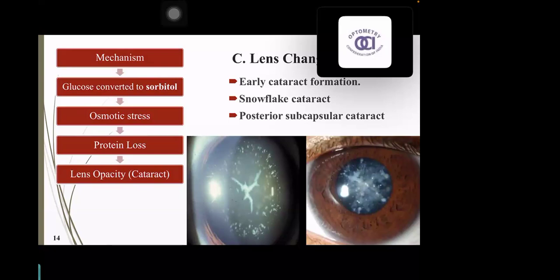Second is posterior subcapsular cataract, which is very common in both type 1 and type 2 diabetes. It tends to affect near vision first and causes glare, especially in bright light. And third is cortical and nuclear sclerosis, which may also develop earlier in diabetics due to oxidative stress and protein denaturation. So, in practical terms, when a diabetic patient presents with early cataract, it is not just an age related change, it is often a sign of poor metabolic control. Therefore, before planning cataract surgery, always ensure that blood sugar and HbA1c levels are optimized to reduce the risk of post-operative infection and delayed healing.